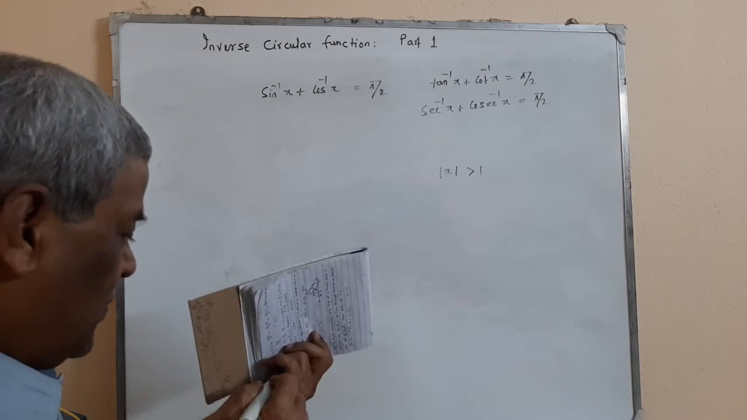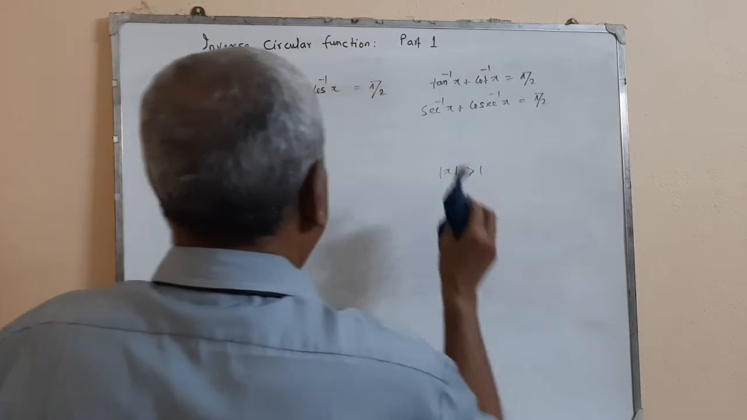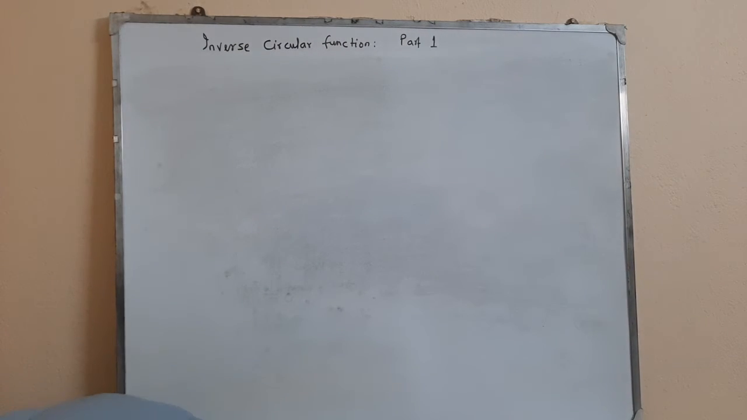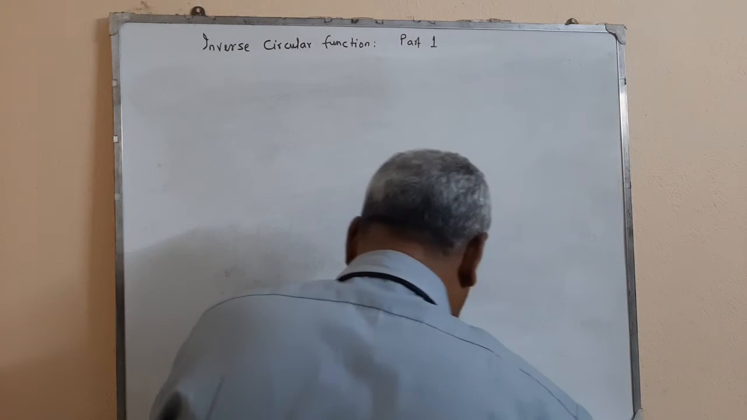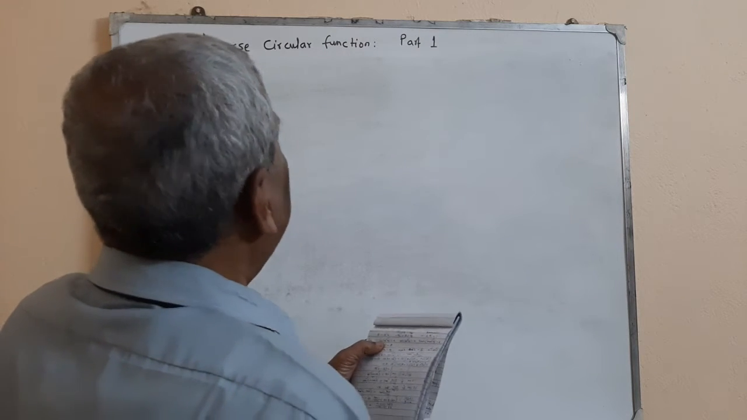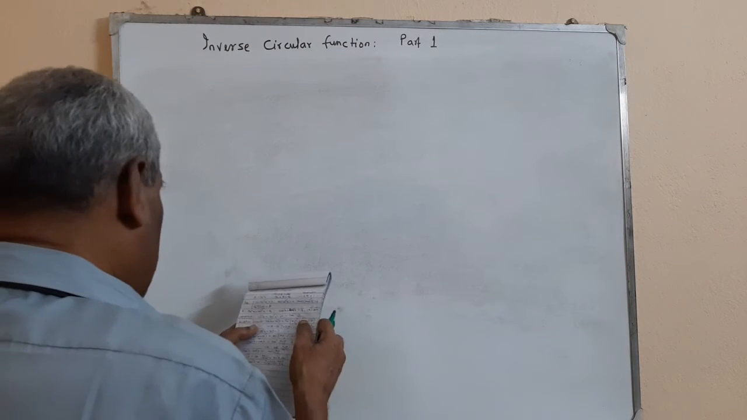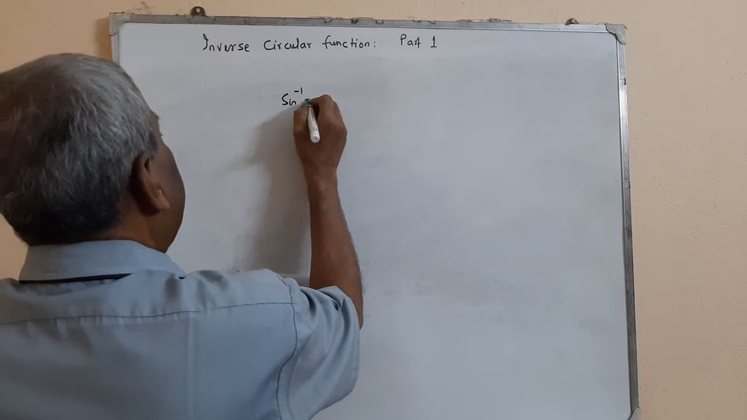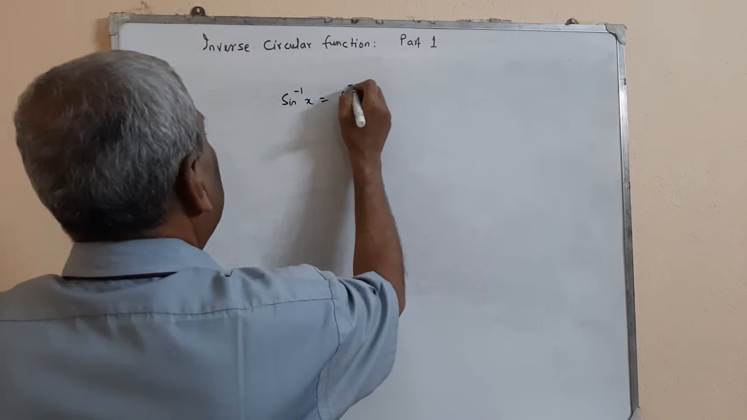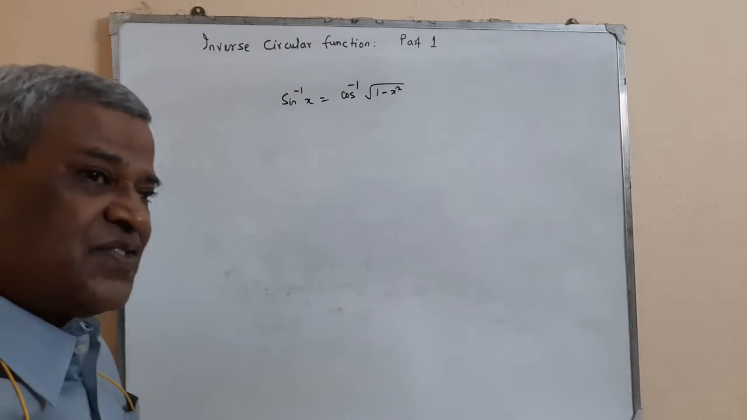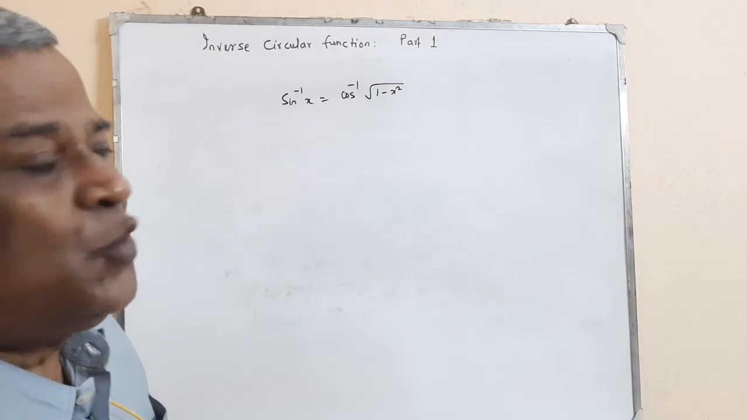The next one is conversion. What is that? Conversion means from one inverse circular function to another inverse circular function. For example, sine inverse of x is equal to cos inverse of root over 1 minus x square. x must lie within their domain.